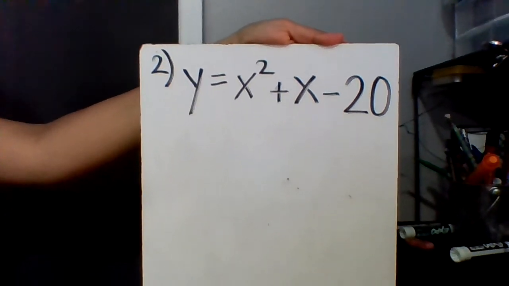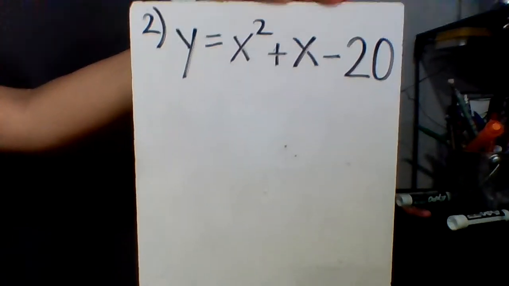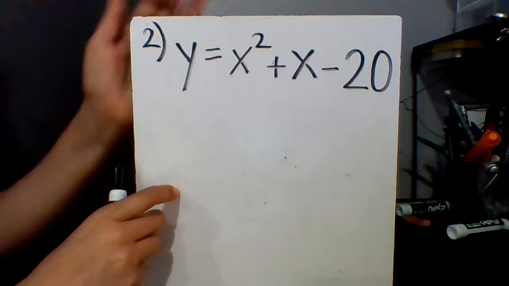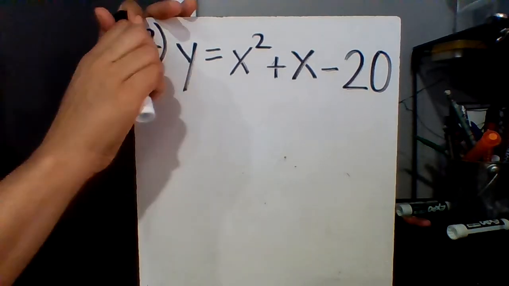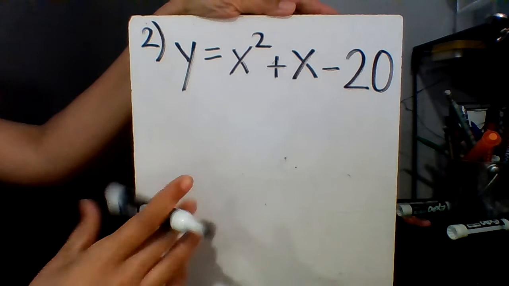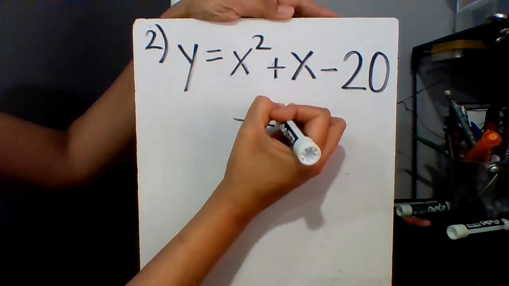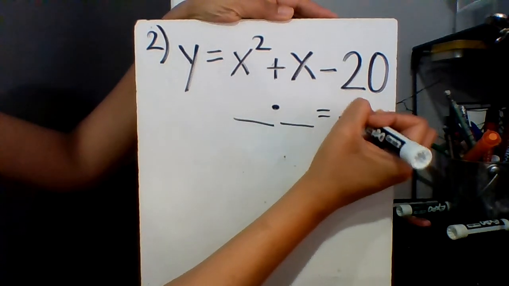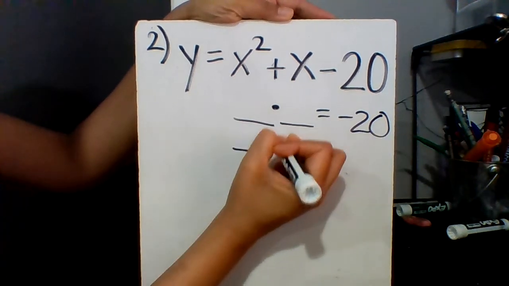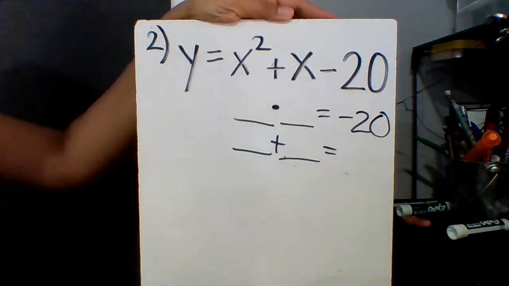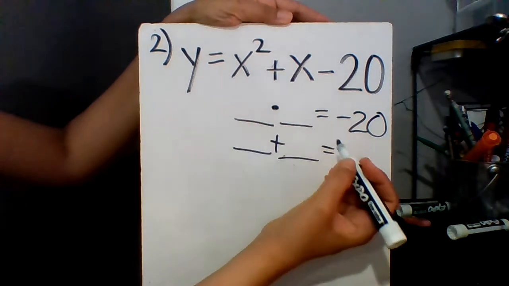Problem number 2 is very similar, except we have a negative here, so it's a little bit trickier, but we're going to set it up the same. First, we're going to go ahead and factor it. So something times something equals the last number. Something plus something equals the middle number.